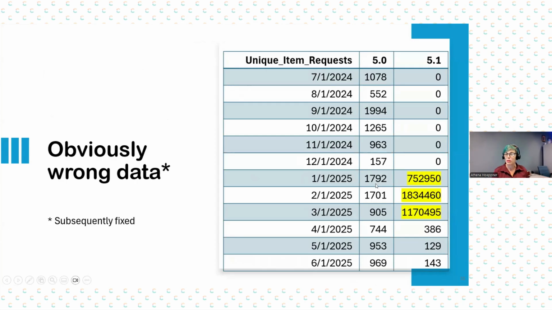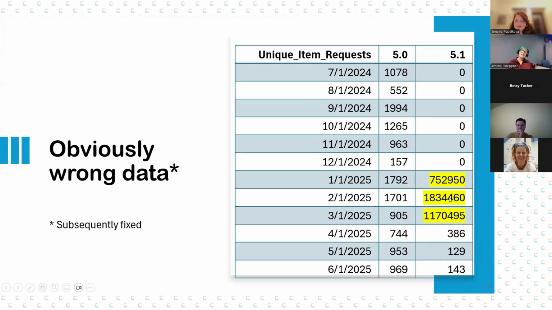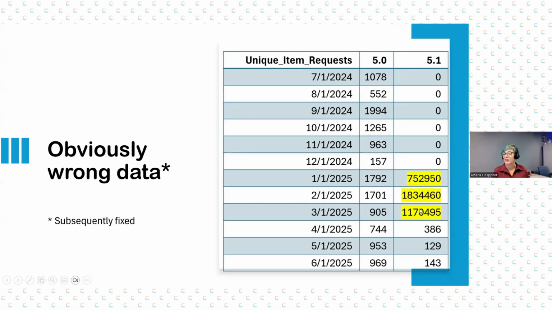request in 5.1 from 1,792 to somewhere 752,000 for January 1st, 2025. Obviously, that's not going to be right. And later on, it sort of normalized out and made more sense. I went in and fixed this by deleting those months of data so I could run reports and have it not be completely wonky.